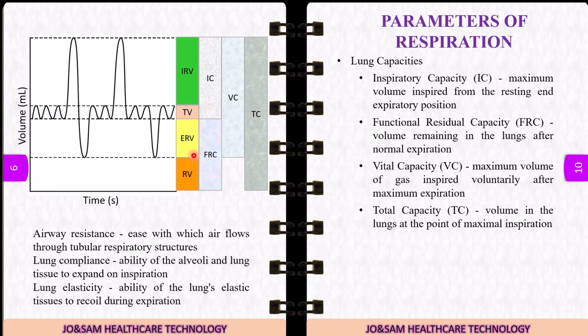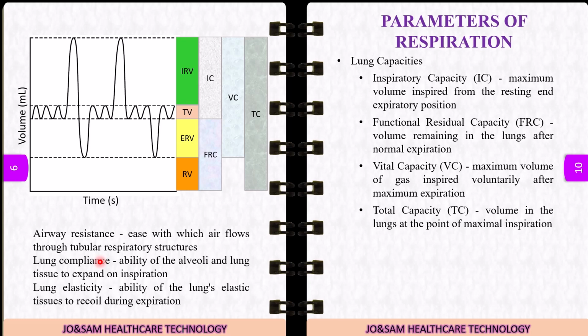Next, there are certain other things that you can consider when you speak about pulmonary function. That is your airway resistance, your lung compliance, lung elasticity. Airway resistance tells us how easily air flows within the lungs. Suppose the airway resistance is high, then the respiratory structures and lungs will have a reduced airflow.